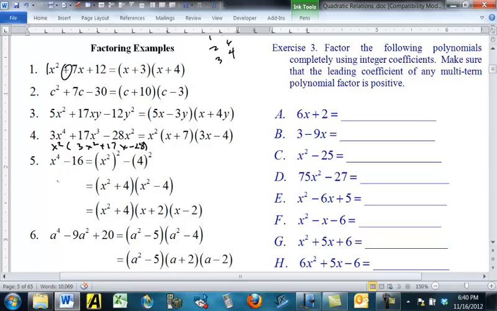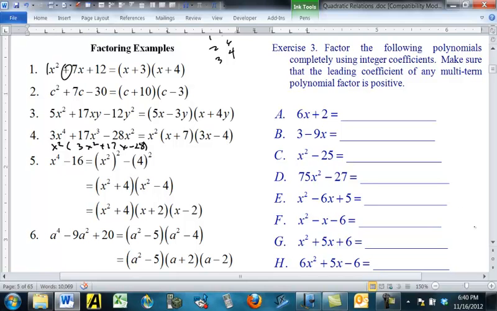This next one is actually a difference of fourth powers, but it's also a difference of two squares. So we can think of it as x squared minus 4 squared. That's x squared plus 4 times x squared minus 4. The first one is prime if we're only allowing integers for the coefficients. But x squared minus 4 is x squared minus 2 squared, so that's x plus 2 times x minus 2.